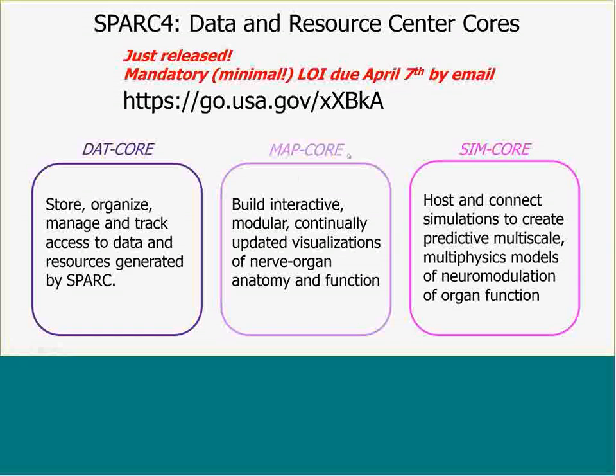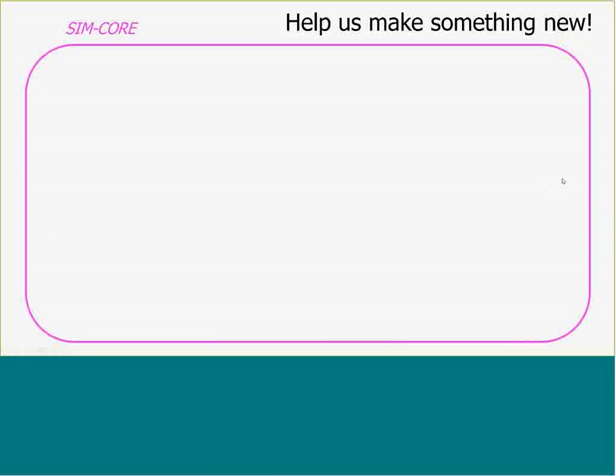And these are the 3 cores that are described in this FOA. You don't have to apply to all of them. We will put you together into sort of a super team, but the 3 core functions are storing and accessing the data that people are creating, the anatomical and physiological and simulation data that people are creating. The map core is to build an interactive, modular, sort of high-level visualization of the data that's coming out of this program. And the sim core, the container and the connector that I described before, host and connect simulations to create predictive, multi-scale, multi-physics models of the neuromodulation of organ function.